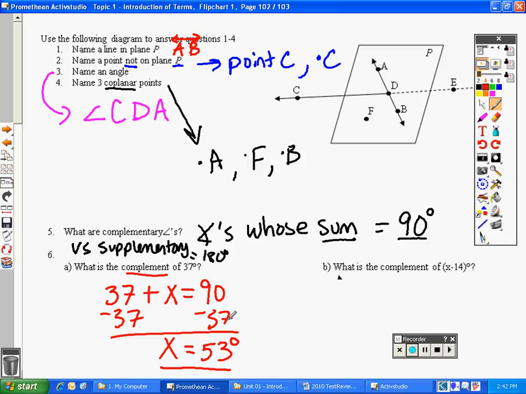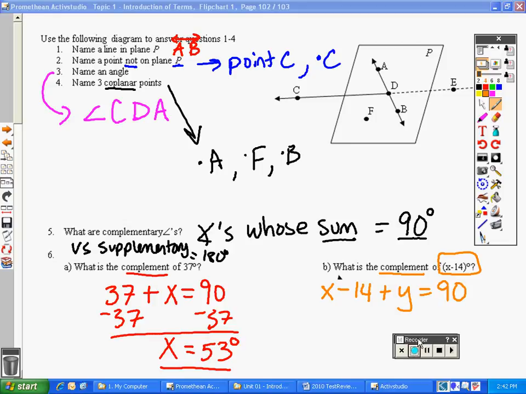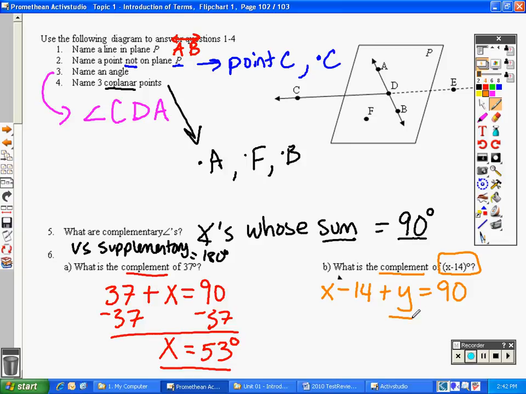This one looks kind of scary, but it's really the same exact type of problem. What is the complement of x minus 14? We're going to write it the exact same way. x minus 14 plus some other number have to equal 90. Okay, and this other number, that's what we're solving for. That's the complement right there.